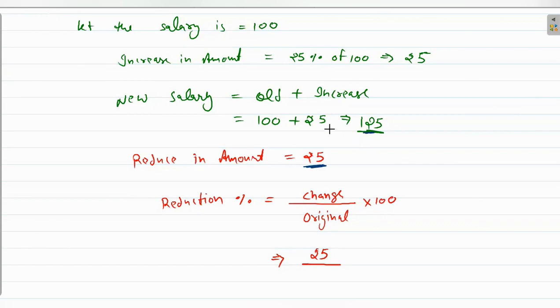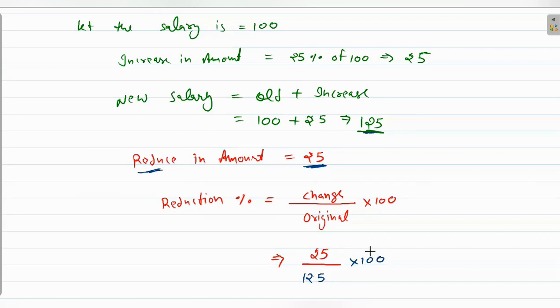We are not comparing this change with the 100. This reduction, the reduction in price or amount, is done on the basis of this 125. Get it? So the original is 125 for us, and then times by 100 will give you the reduction percentage.